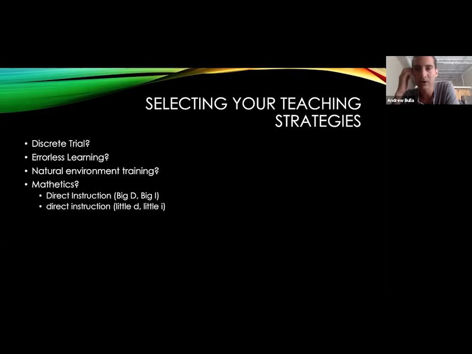Now, the last part: how are we going to teach the skill? That is an entirely different presentation, but I want to help you conceptualize where each of these components fall into place and our ultimate goal with teaching. So do we do things like discrete trial? Are we going to use errorless learning? Are we going to do natural environment training? Those are all instructional strategies that have been empirically validated for learners with autism, and there are some benefits and drawbacks to each of those.